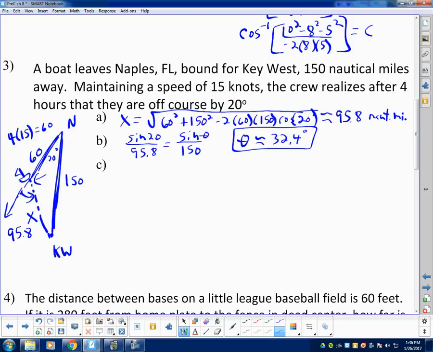As a matter of fact, the complement of that, 180 minus 32.4, which is 147.6, is what my angle in here is. That's the 147.6 degree angle in there.